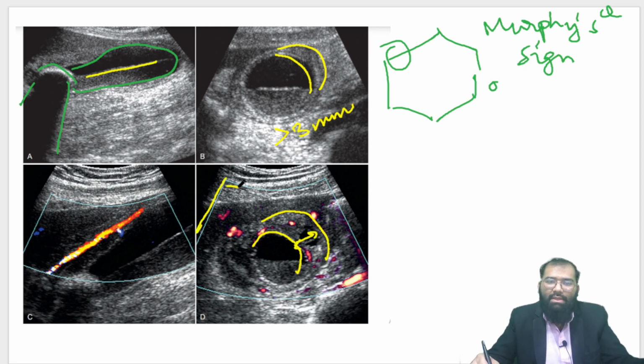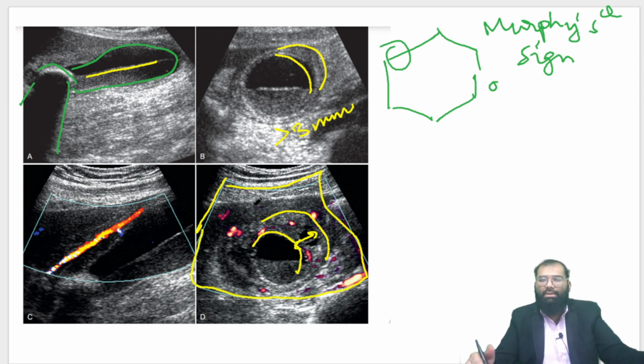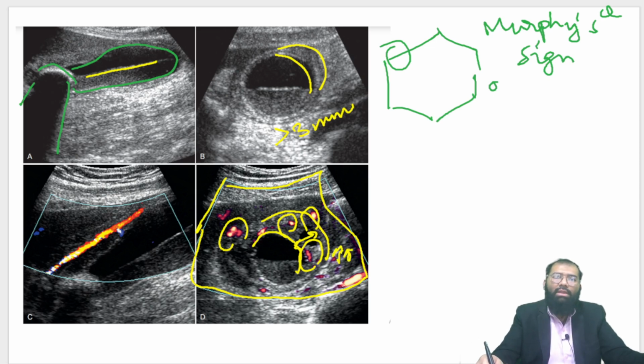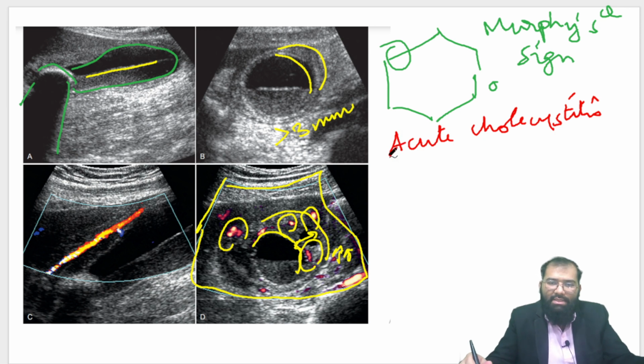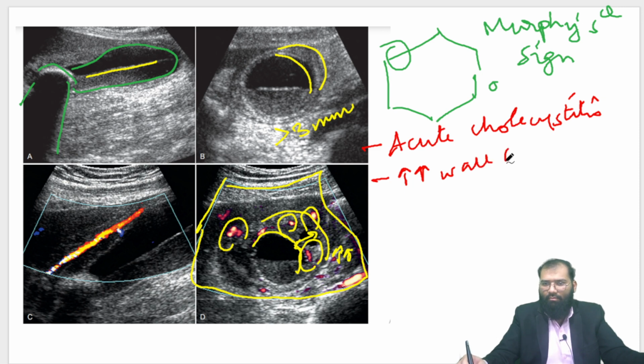And what is this? This is the Doppler study. This is called color box. If we put the color box, you are able to see the vascularity within the wall. The vascularity in the wall has increased. All these are the signs of acute cholecystitis. So in case of acute cholecystitis on ultrasound, what are the important findings? Increased wall thickness, and the second important sign we have seen is increased vascularity.